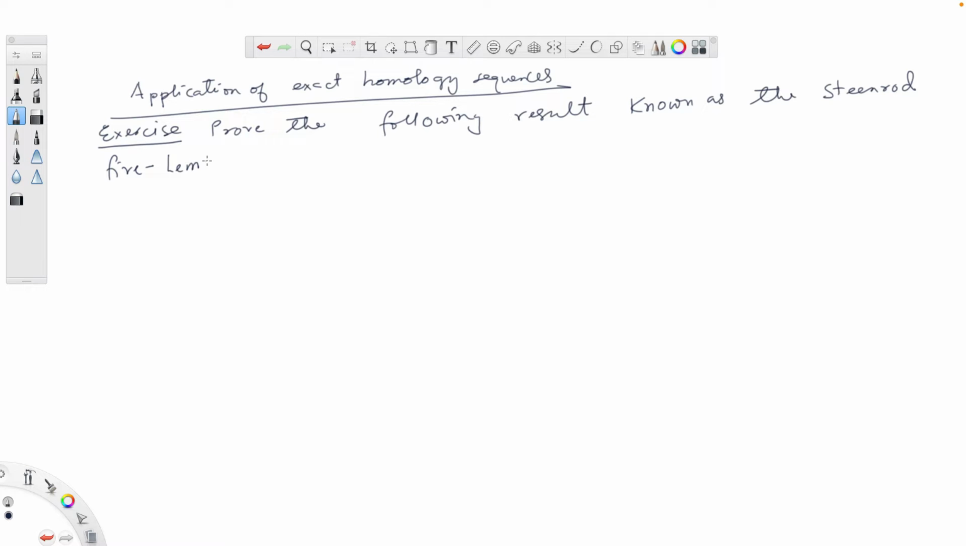Which involves 5 homomorphisms between abelian groups. Prove the Steenrod 5 lemma using the diagram chasing technique that you learned in the previous lecture.